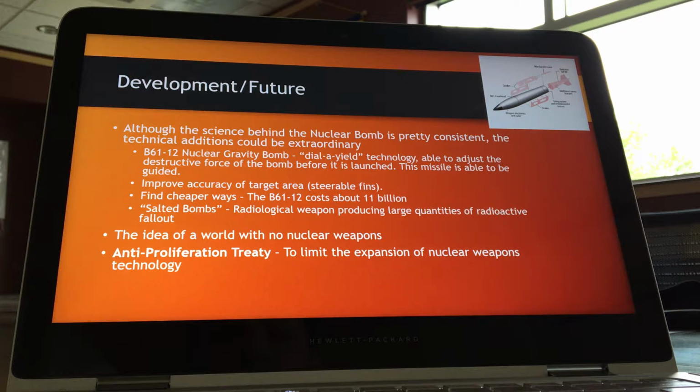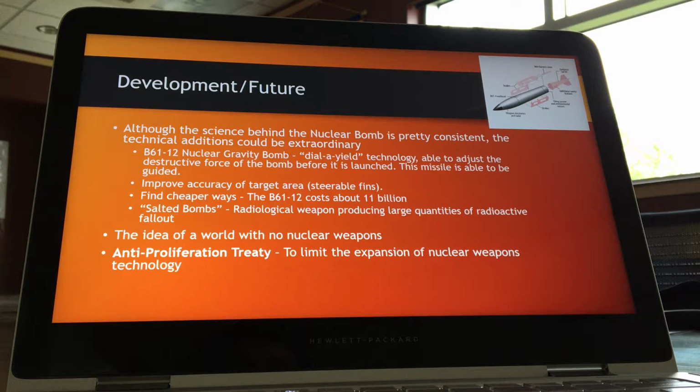like the B61-12, the nuclear gravity bomb, which uses dial-a-yield technology, which is essentially the ability to adjust the force of the nuclear bomb before it is launched. And this is an extraordinary thing because the people who are in charge of using these missiles can change how much force they want when the bomb explodes. This missile is also able to be guided, which will improve the accuracy and also produce fewer civilian deaths and more accuracy towards the targeted area. The accuracy is improved by steerable fins, which pretty much means the missile is able to be guided.